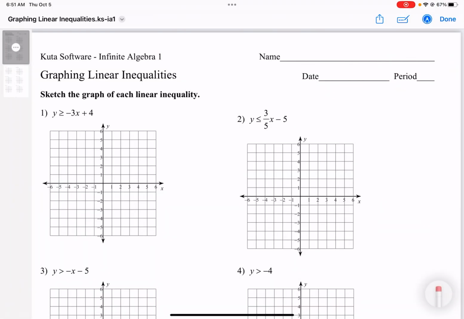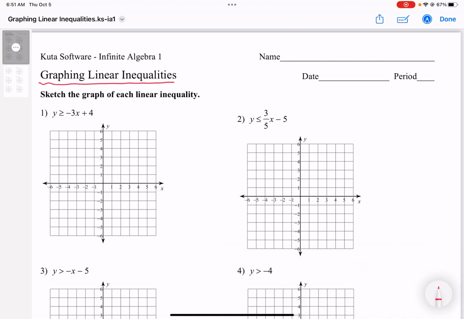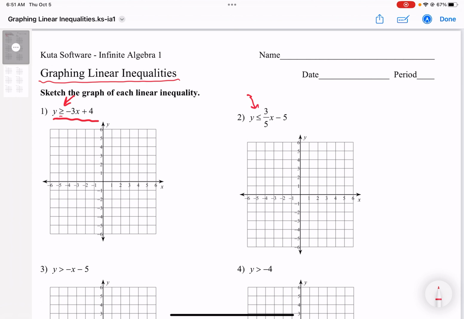All right, everyone, welcome to this video on graphing linear inequalities. I am doing this on my iPad, so I think the writing's going to be a lot neater. Hopefully the microphone is recording okay. So we need to graph these linear inequalities. They're inequalities because they have inequality symbols on them, right?